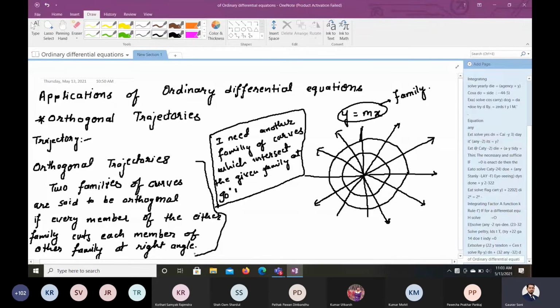So one family will be given to us. I need to find another family which will intersect each and every member of this family at 90 degrees. So let's talk about the procedure first of all. So I have the equation y equal to mx. Okay. So if I differentiate that equation y equal to mx, then dy by dx is equal to m. I'll put that here. So we get y is equal to dy by dx into x.